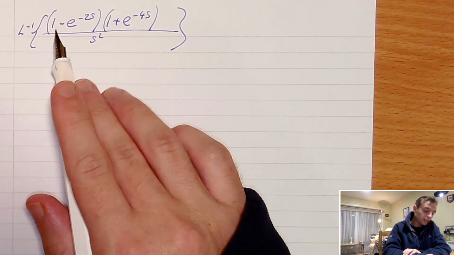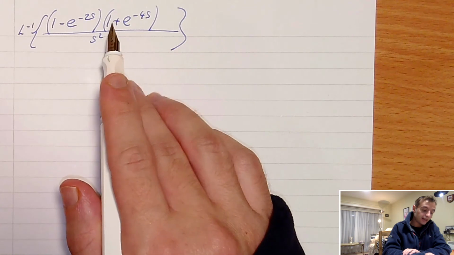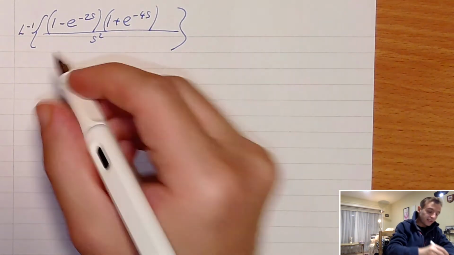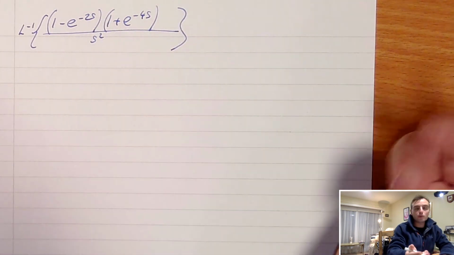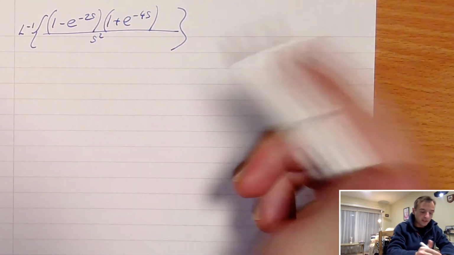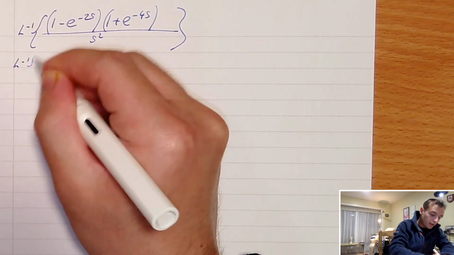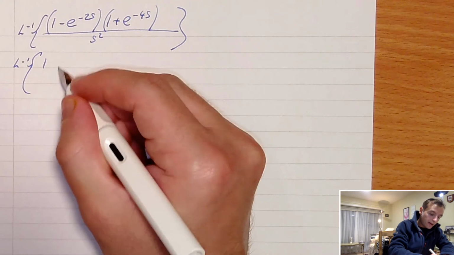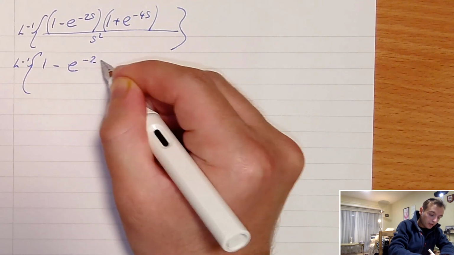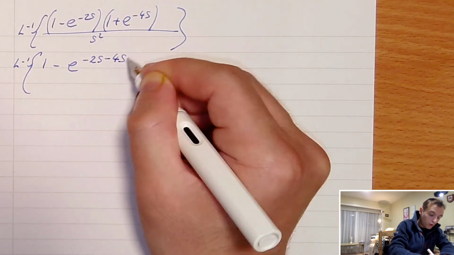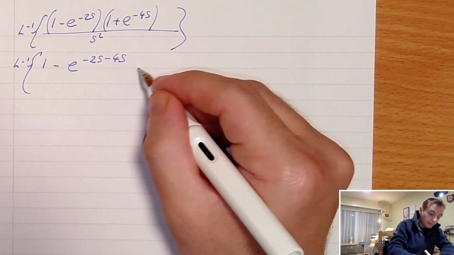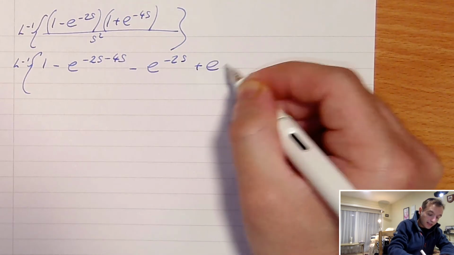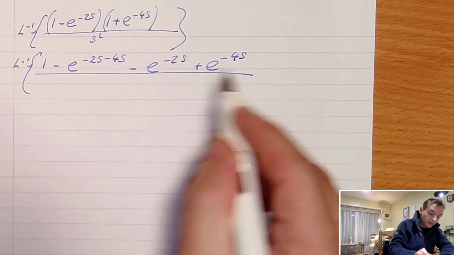We've got the inverse Laplace transform of (1 minus e to the minus 2s)(1 plus e to the minus 4s) on s squared. So the first thing we do is we want to try and get this into a form which is recognizable to something that we've seen before. So let's try expanding. So 1 times 1, 1, minus e to the minus 2s minus 4s, minus e to the minus 2s, plus e to the minus 4s, all on s squared.